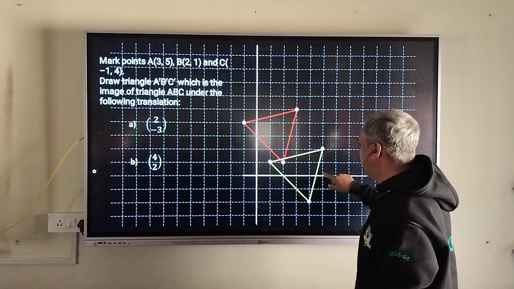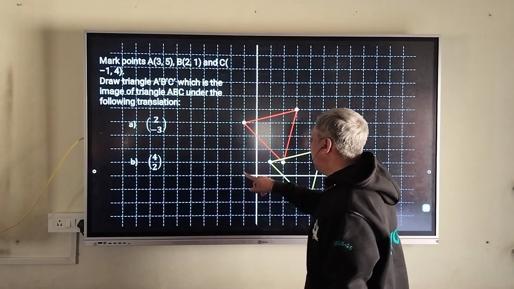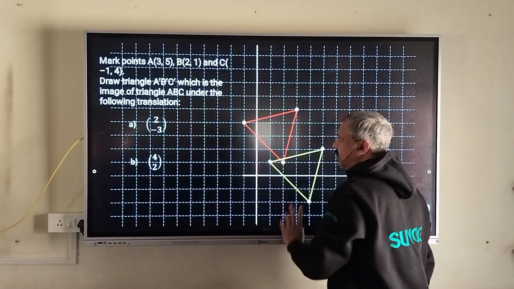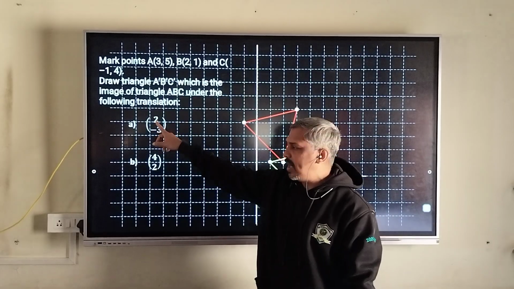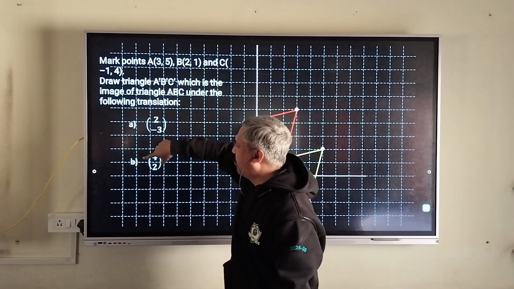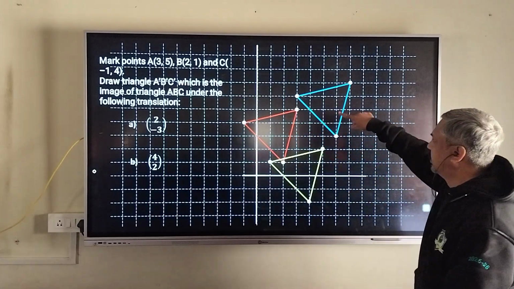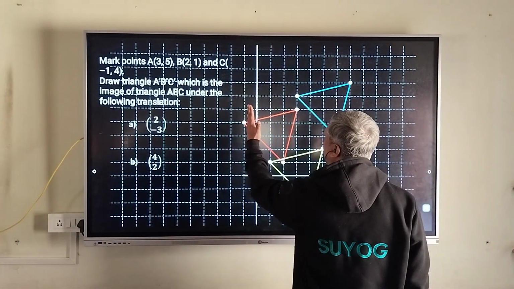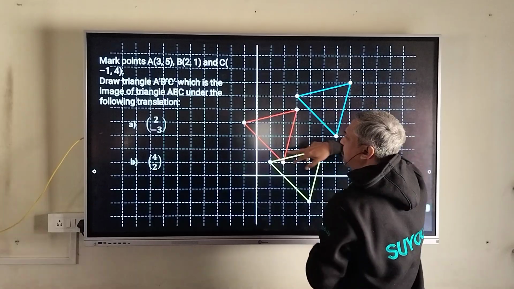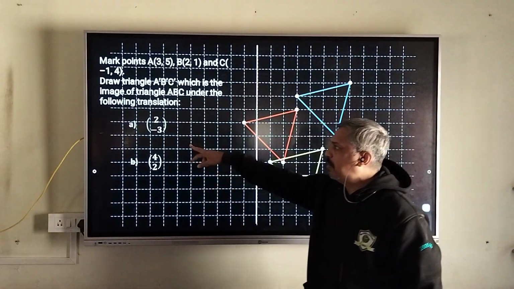1 2 3 4 5, 1 2, and this minus 1 4 will become 1 1. Add 2 to the x coordinate, subtract 3 from the y coordinate, and we get this. Similarly, for all these 3 points we add to the x coordinate and the y coordinate, and we get this. Everything is shifted towards the right by 4 and everything is shifted upwards by 2. This is translation, and the translation is marked by this.